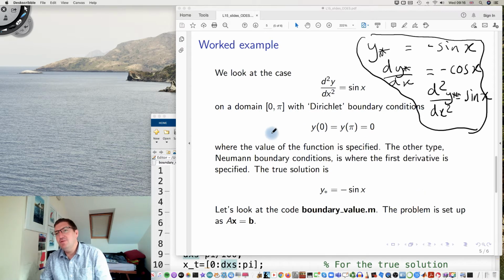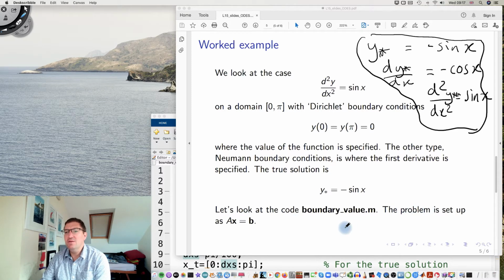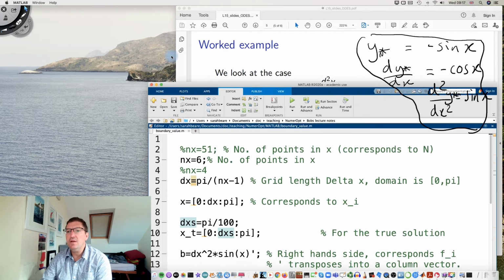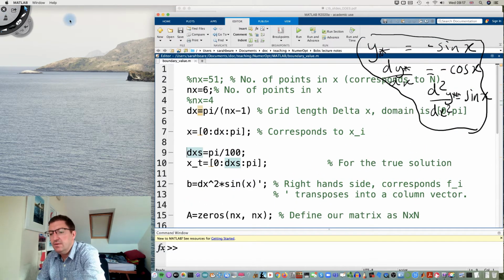So I picked a domain 0 to pi that works easily because sine is 0. Basically it means the forcing function is 0 at either end, and the true solution that fits it is minus sine x. So we've got a nice simple true solution that we can then check our matrix method against. Okay, and the problem we're going to look at is in a code called boundary value.m that is on the LE page for this week, and I'm going to go through that code now. So let's move over to the MATLAB code.